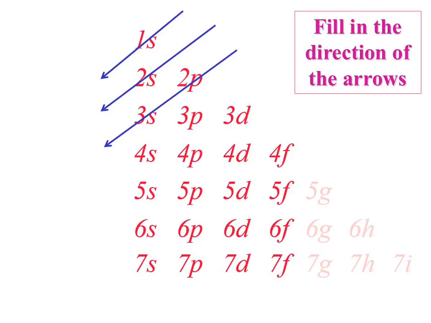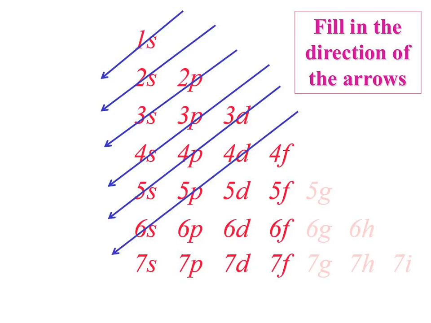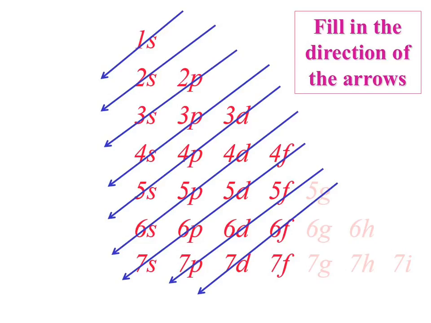It looks like the 4th arrow picks up 2 subshells, 3p and 4s. The next arrow picks up 3d, 4p, and 5s. The next arrow, 4d, 5p, 6s. The next arrow, 4f, 5d, 6p, and 7s. And then 5f, 6d, 7p, 6f, 7d, and 7f.